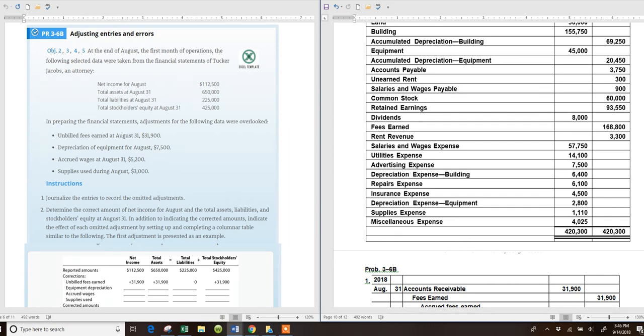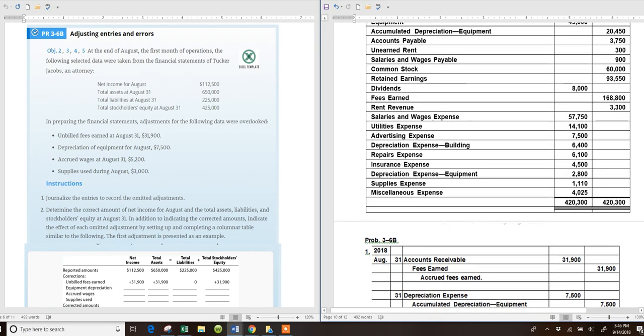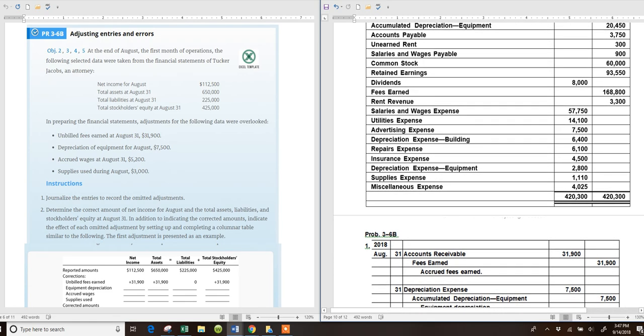Depreciation on equipment for August was $7,500. So depreciation is a cost of doing business, so it's an expense, so I debit depreciation expense. Whenever you debit depreciation expense, you always credit accumulated depreciation. Shouldn't say always. Maybe if you're correcting an error, you wouldn't, but in this class, you always will.